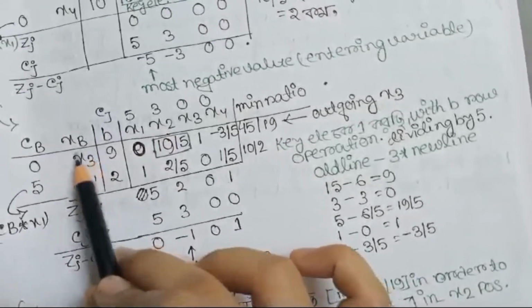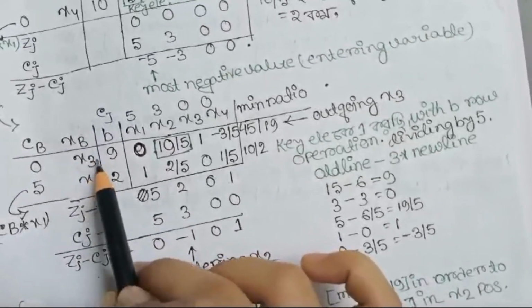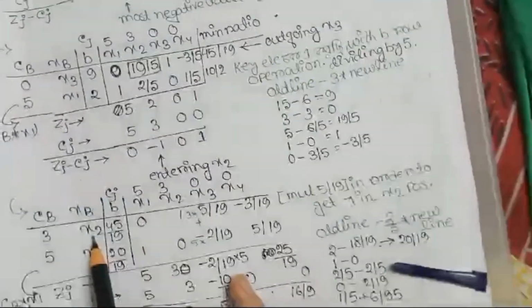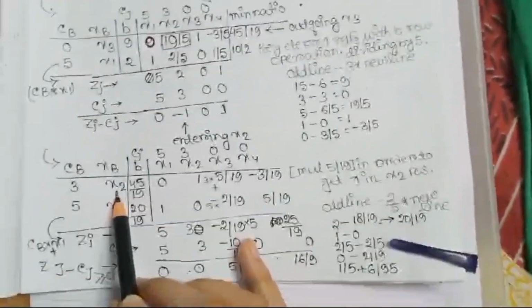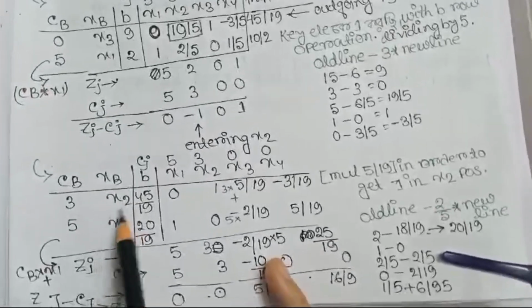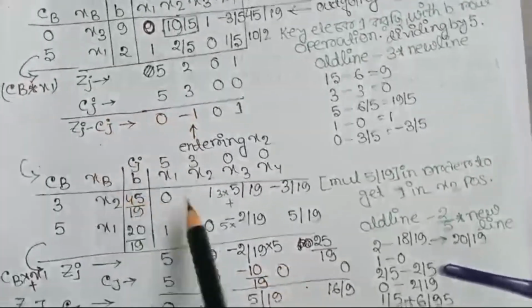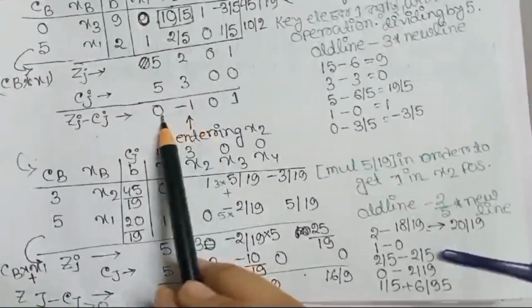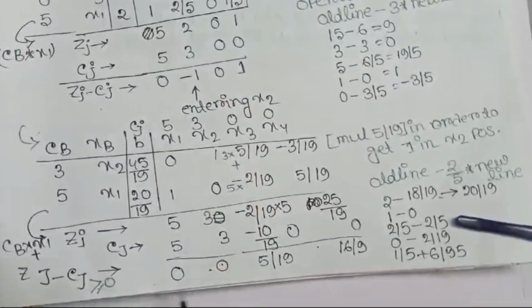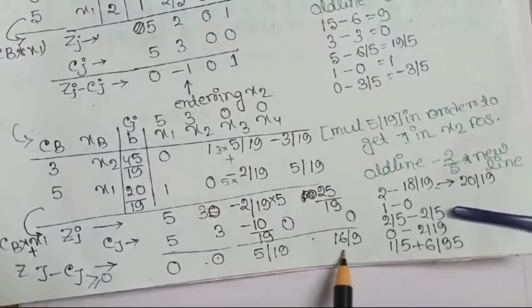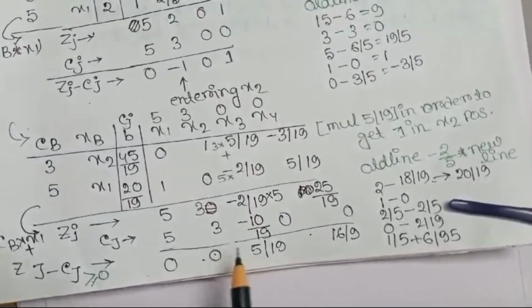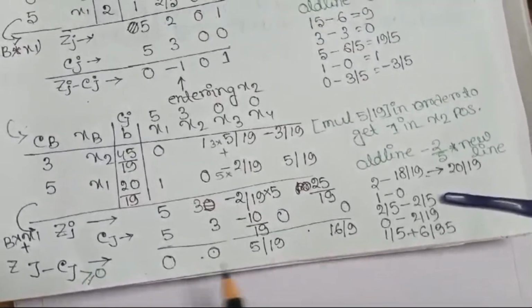So in this place of x3 we will be writing x2, and the same process will continue until there are no negative values present in this table.